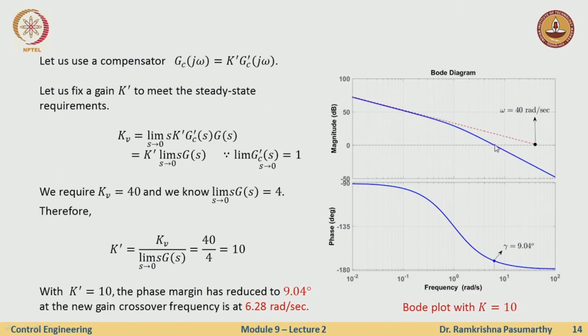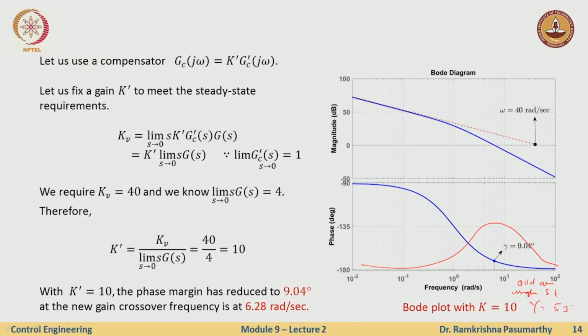I look at this gain crossover frequency and I find something terrible has happened: the phase margin has reduced to 9 degrees with this gain k. So I want the phase margin to be about 50 degrees. If I put a controller here in such a way that the phase increases, I get the desired phase margin. This is essentially what I want to do. I want to add an angle here such that the new gamma is 53 degrees.